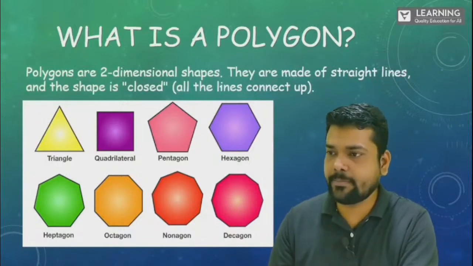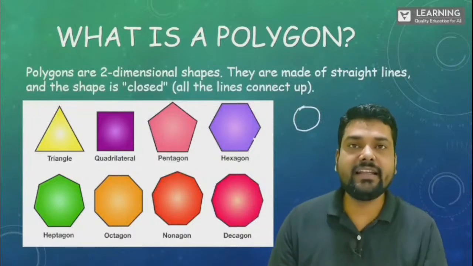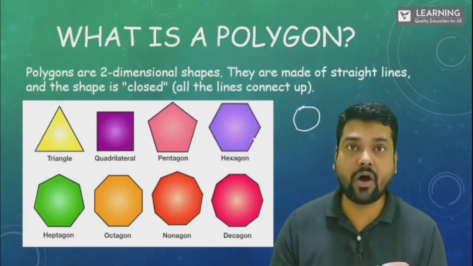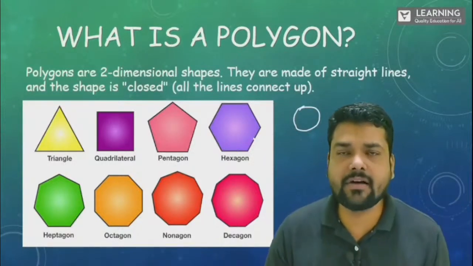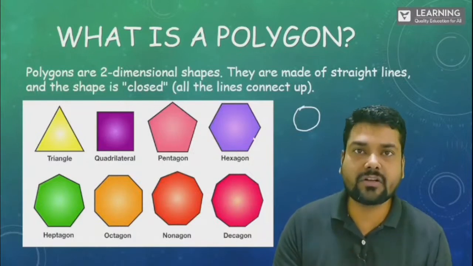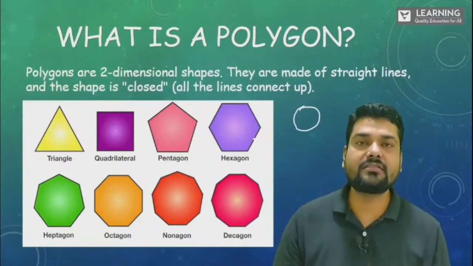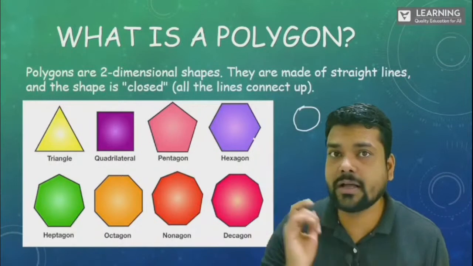I'll give you an example over here. Suppose that is a circle. A circle is made up of an infinite number of dots. But as it is made up of an infinite number of dots, it is not possible to count the number of dots. That is the reason why we call a circle a curved surface, not a polygon.